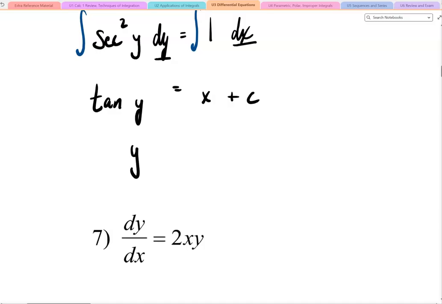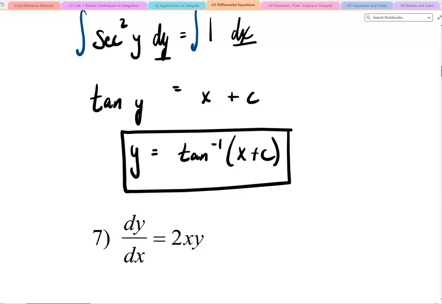So to isolate y, we can apply a tangent inverse on both sides of the equation. And I think this is a fine solution to the differential equation. Now this is good because we have isolated y. In the event that it can't be done, or if the instructions allow you to leave it in implicit form, then this would be just fine.